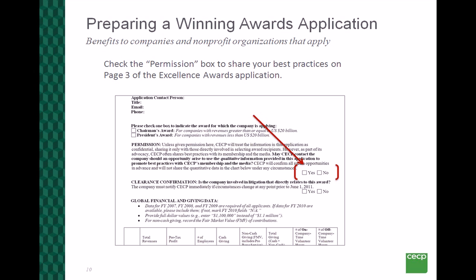The point being that the more we know about your programs, the more our team can look out for ways to help you get recognition for the great work that you're already doing every day. That said, we will never share information without your permission, and never would we share any financial giving data.